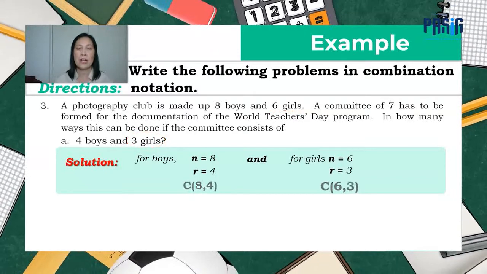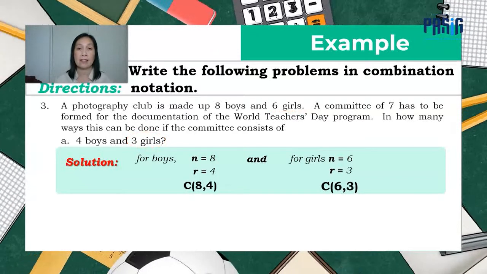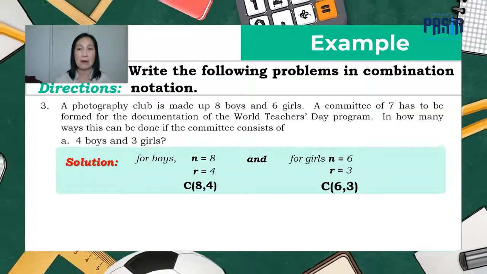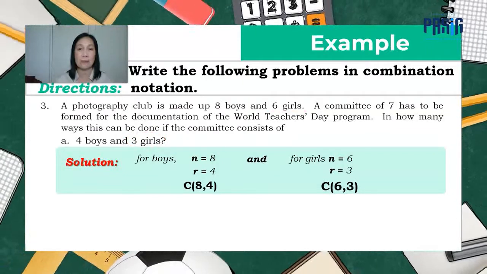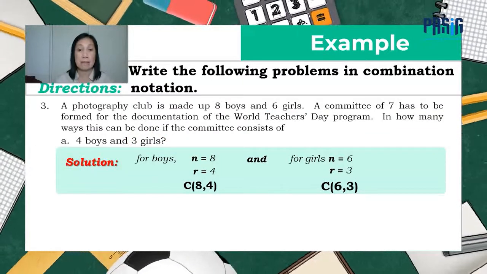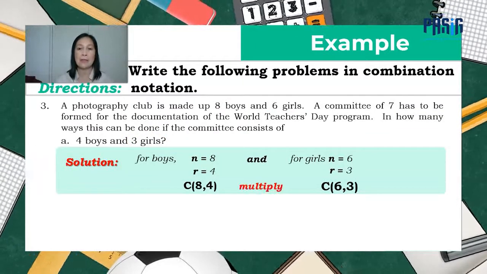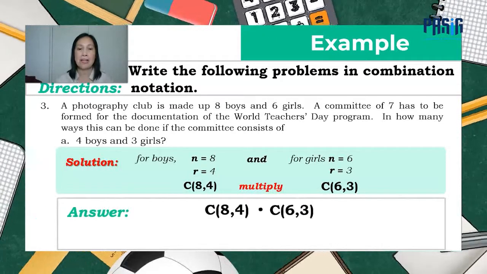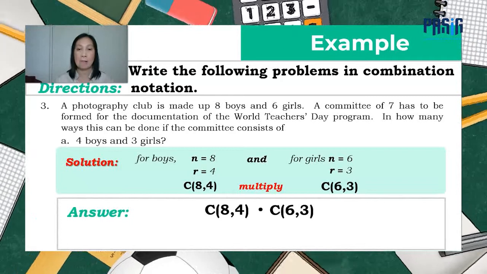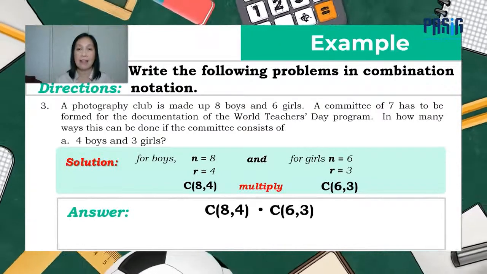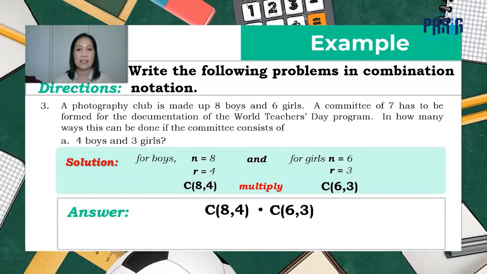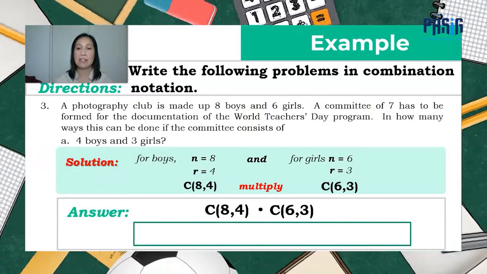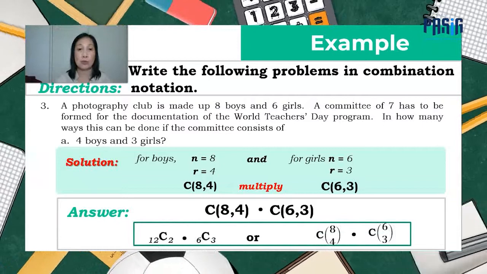So, what are we going to do with these 2 events? Since these 2 events must occur at the same time in order to satisfy the condition in the problem, by the fundamental principle of counting, we're going to multiply them. So we can write the problem in combination notation as the combination of 8 taken 4 at a time times the combination of 6 taken 3 at a time. Or you may write the combination notation in any of these 2 ways.